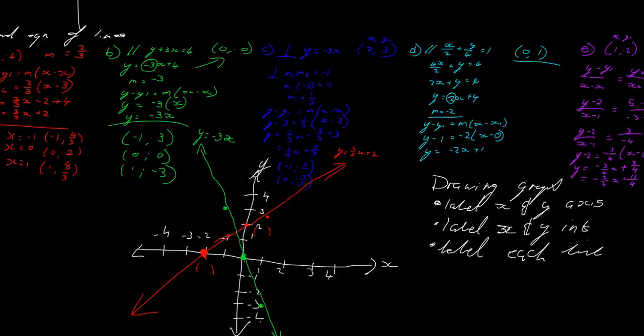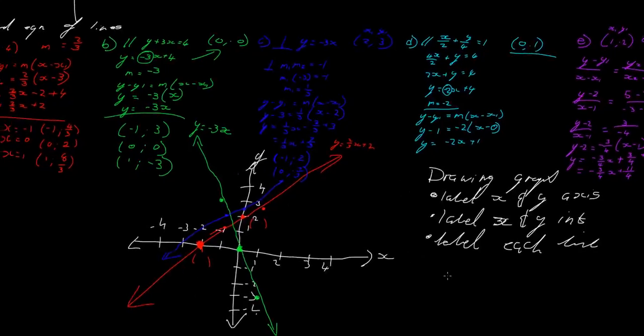So let's plot those. Minus 1 and 2 is this point over here. Okay. 0 and 7 over 3. 7 over 3 is just above 2, which is more or less here. So there we've got our 2 points, and we can draw the line. Okay, so there's our next line. And I think that's actually sufficient.